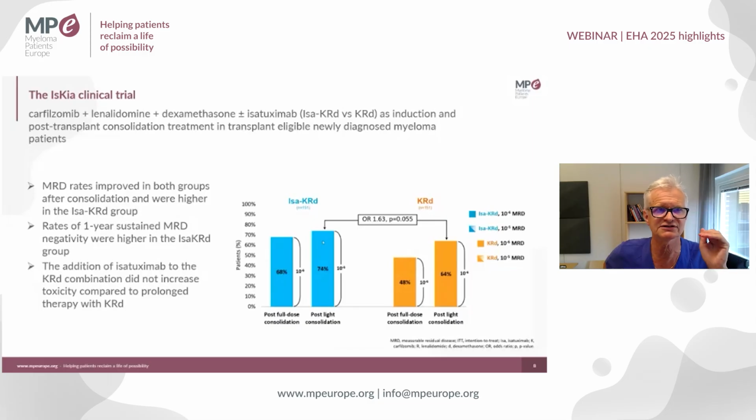Another trial with the same sort of combination, but this was then KRD plus minus CD38 antibodies, and they were trying to see what happens when you consolidate your results with adding more cycles. And you could see that the MRD rates improved, and that the MRD rates are superior when it comes to the group where they have the CD38 antibody added to it. And they also checked toxicity, and it didn't seem that the CD38 antibody added that much in toxicity, and that is the experience we have also in our daily clinic.